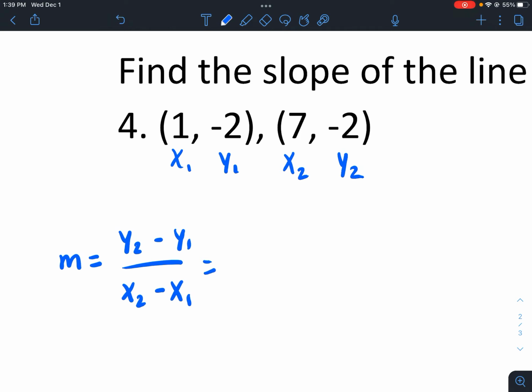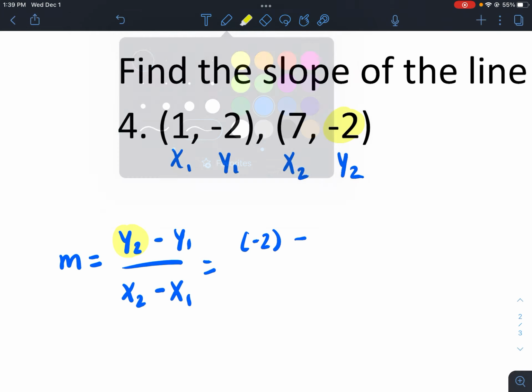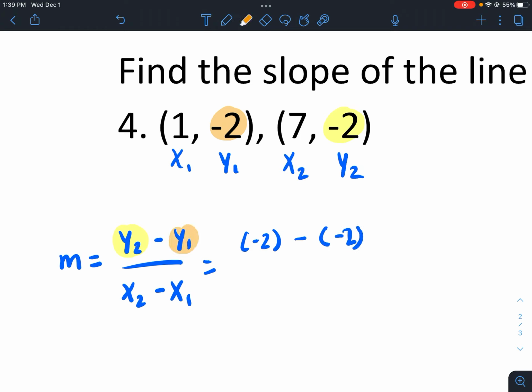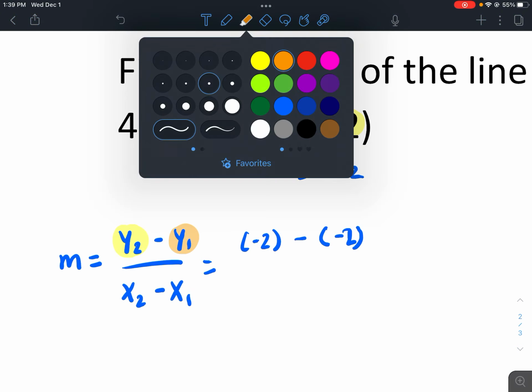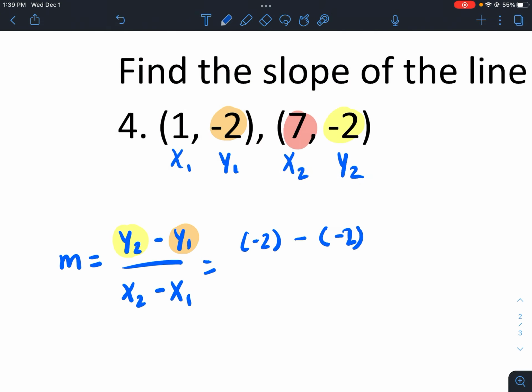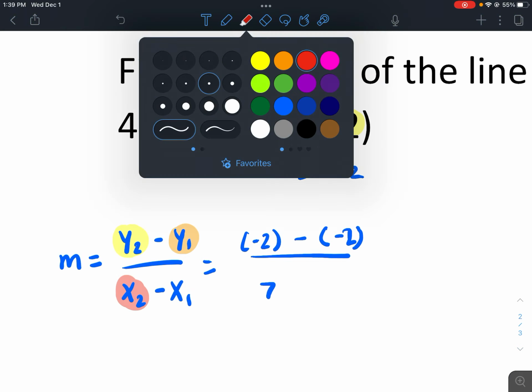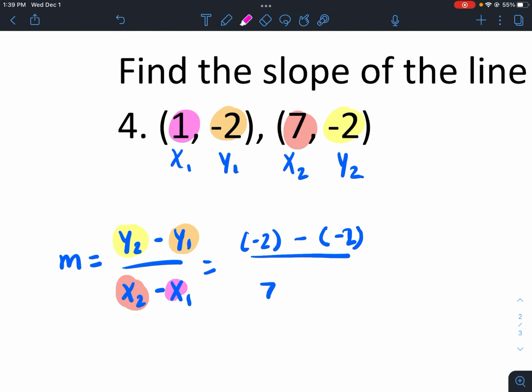So from here, you're going to substitute instead of y2, you're going to plug in negative 2. This is going to equal negative 2 minus, and instead of y1, you're going to plug in negative 2 again, right? Because it's also negative 2, right? And then instead of x2, I'm going to plug in 7. And instead of x1, I'm going to plug in 1, 7 minus 1.